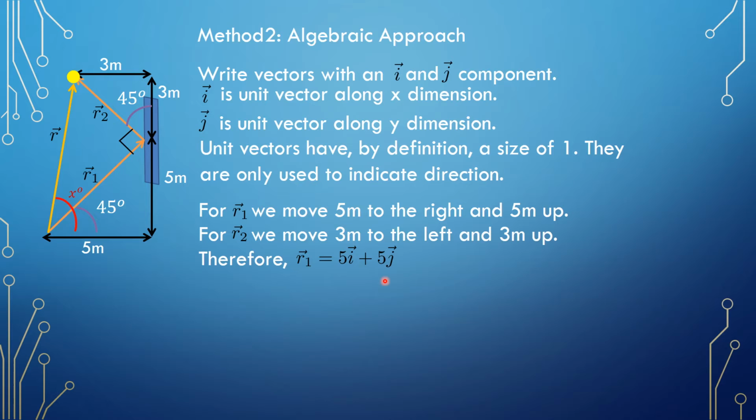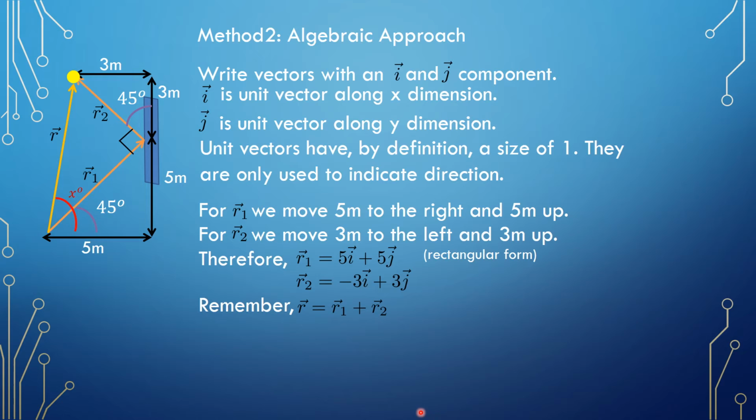And for R2 we can write it as minus 3i plus 3j. For R2 we have moved 3 meters to the left, that's why we have a minus 3i. And we have moved 3 meters up, so we have a plus 3j. Now, by the way, this is rectangular form. In the geometric approach we write the vectors in polar form, and in the algebraic approach, this is rectangular form.